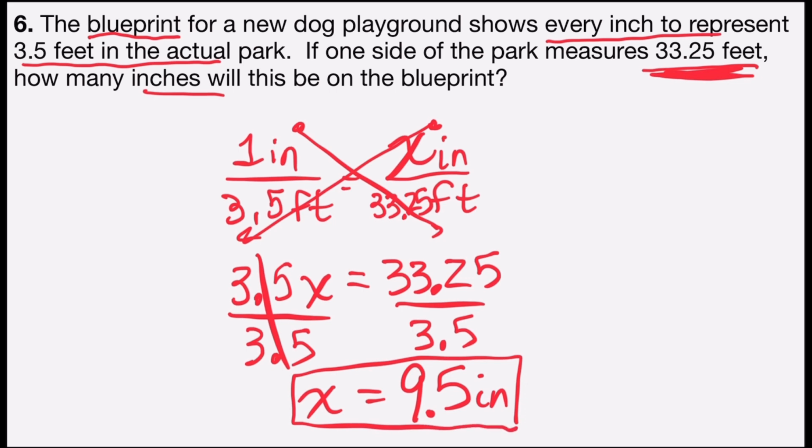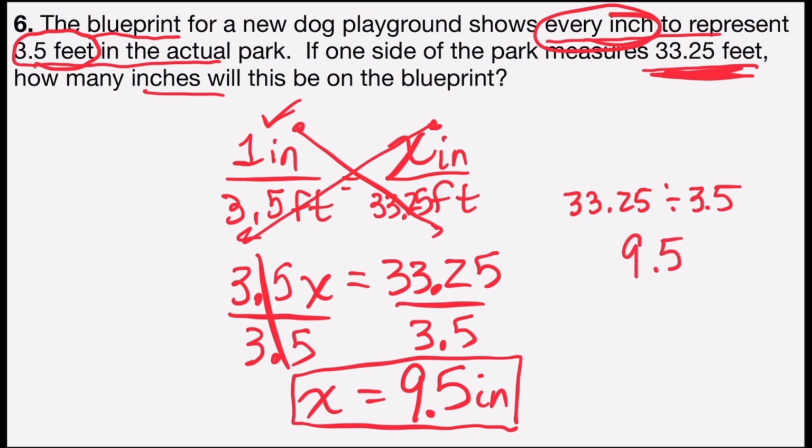Now, because they use 1 inch to represent every 3.5 feet in the park, specifically because it's 1 inch, we can get to this answer quicker just by taking the 33.25, and since it's 1 inch per 3.5 feet, I would just have to divide that by 3.5. So I don't necessarily need a proportion in this question, but that's just due to the fact that it's 1 inch on the blueprint itself. Either way, I'm still going to get the answer of 9.5 inches on the blueprint.